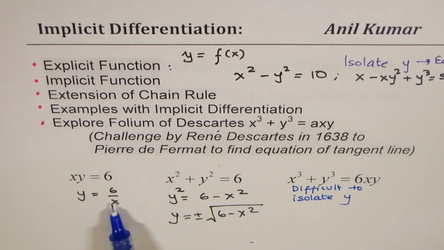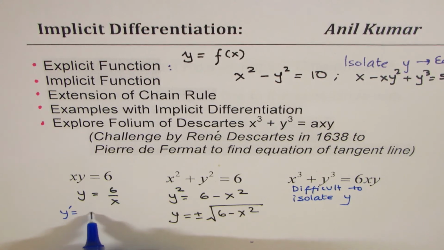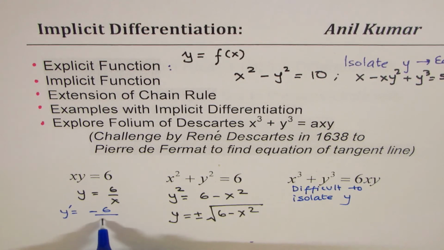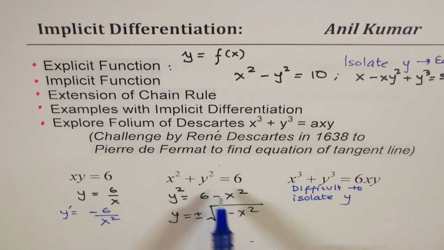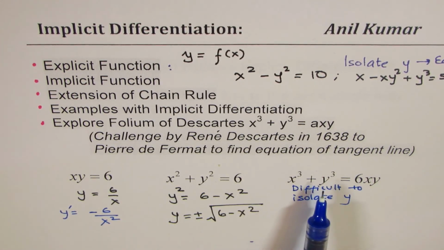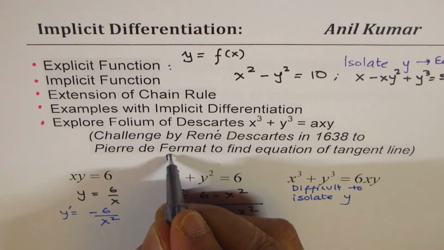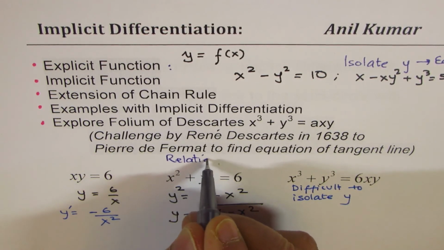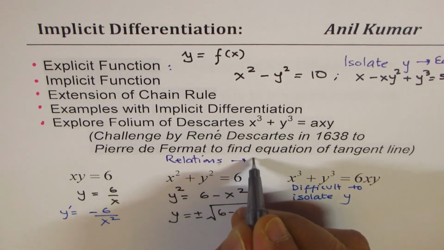Perfectly. So these derivatives were easy. You could easily write down, you know what y dash is here. Since this is x to the power of minus 1, the derivative is minus 6 over x squared. Here also the derivative is not all that difficult. However, you will see that this is not a function, right? Likewise, that is also not a function. So many times you may be asked to find derivatives for relations represented by equations, of course, which are not functions.